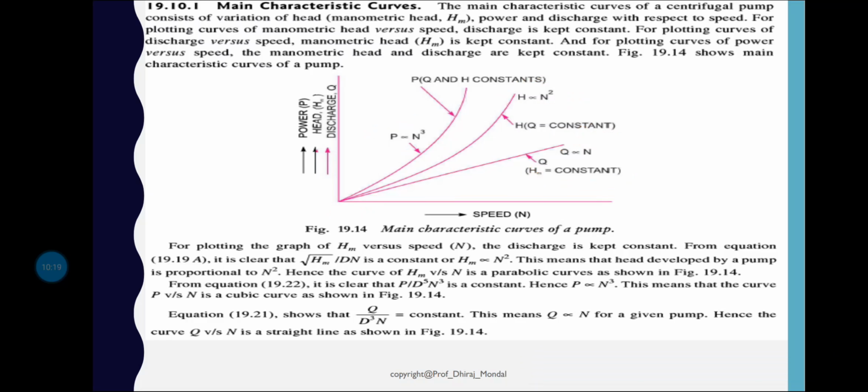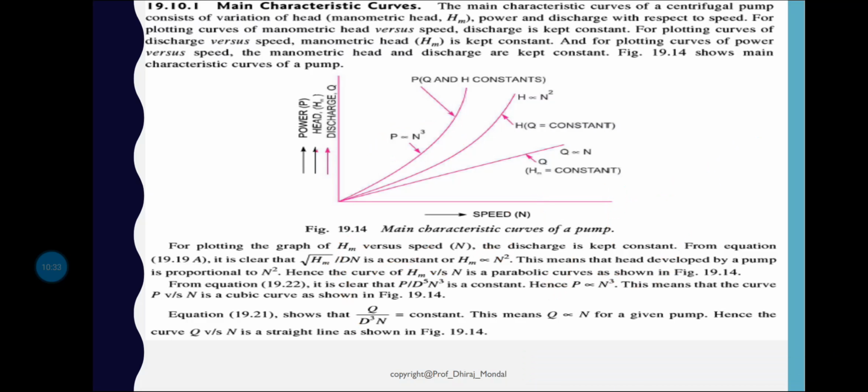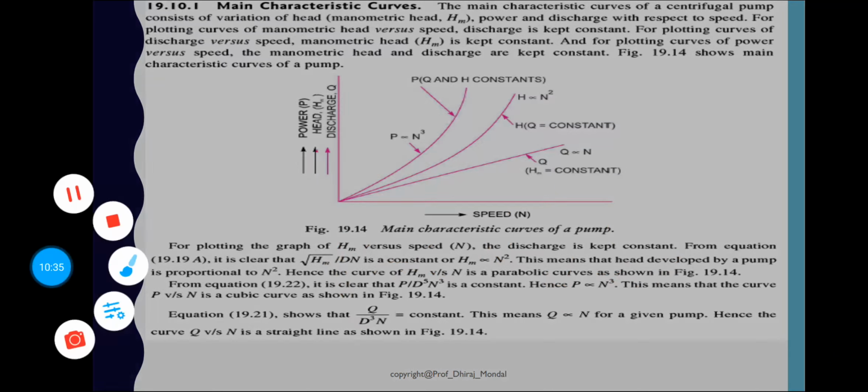Every time it is asked what the relation is between power, head and discharge in terms of proportionality: P is proportional to N cube, H is proportional to N square, and Q is proportional to N. So this is your main characteristic curve. I think it is clear.